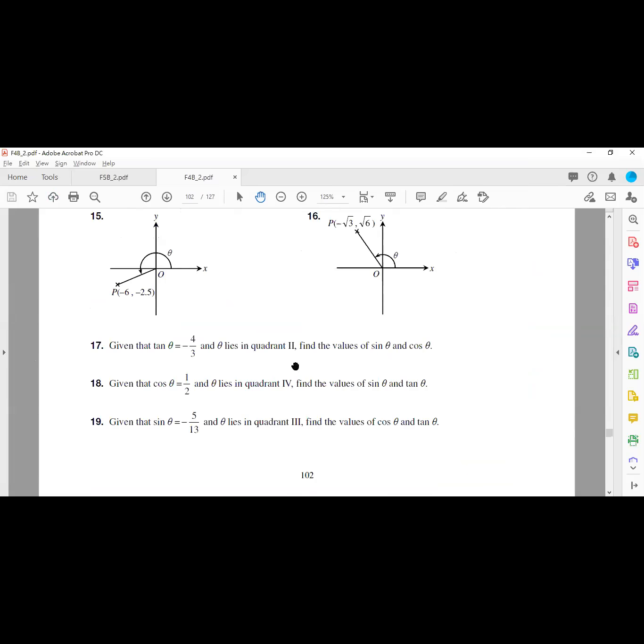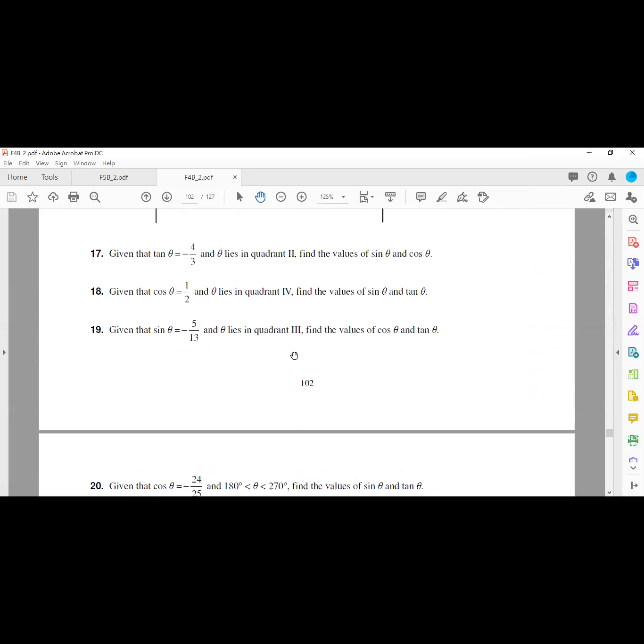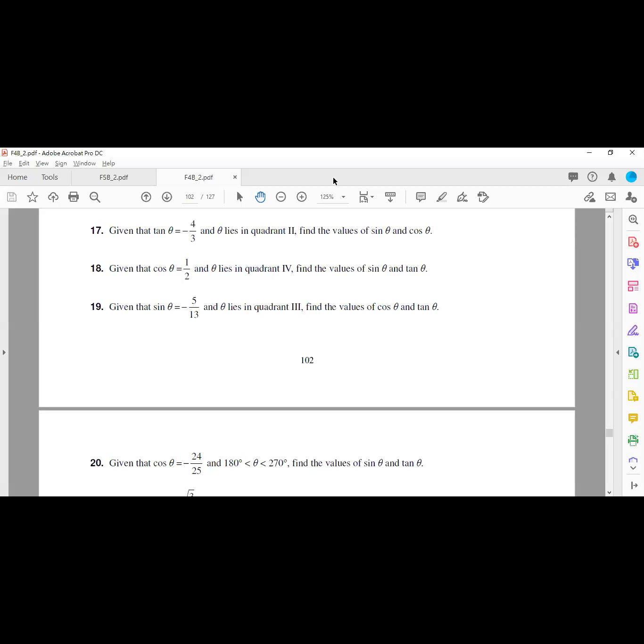Yes, 17 and 20. So please do question number 17 and question number 20. Classwork. So I give you 5 minutes. And please submit to the MathApp web system.